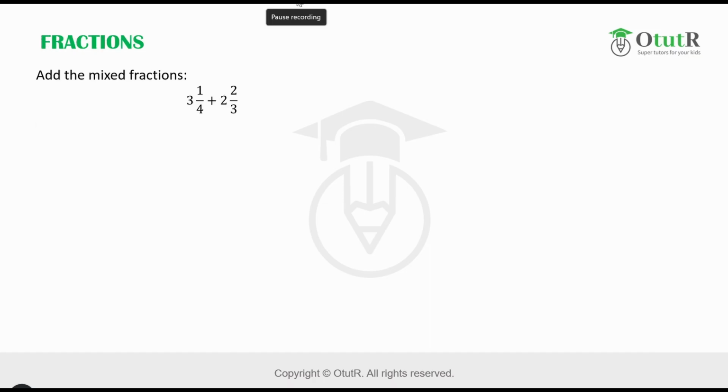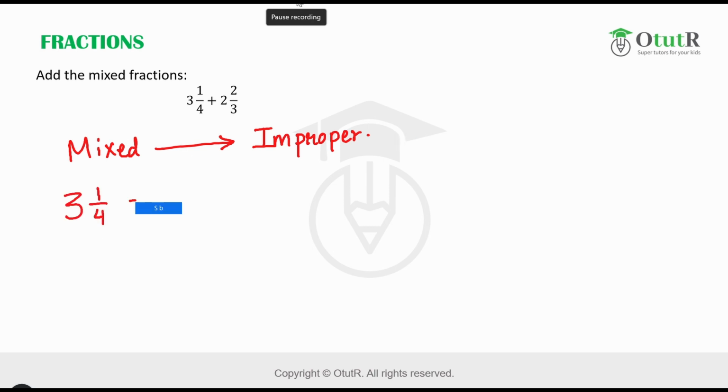Okay, now we are going to move forward with the next question, which is we have to add up two mixed fractions. For this type of question, you need to remember the first thing that we have to do is convert the mixed numbers into improper fractions, right? So let's see how we can do that.